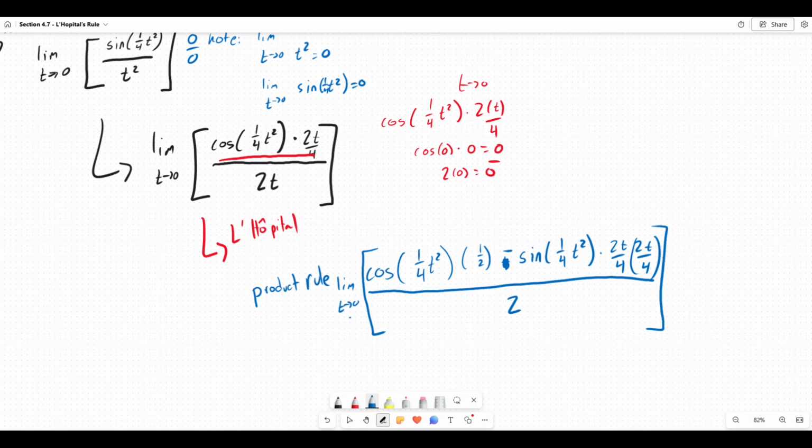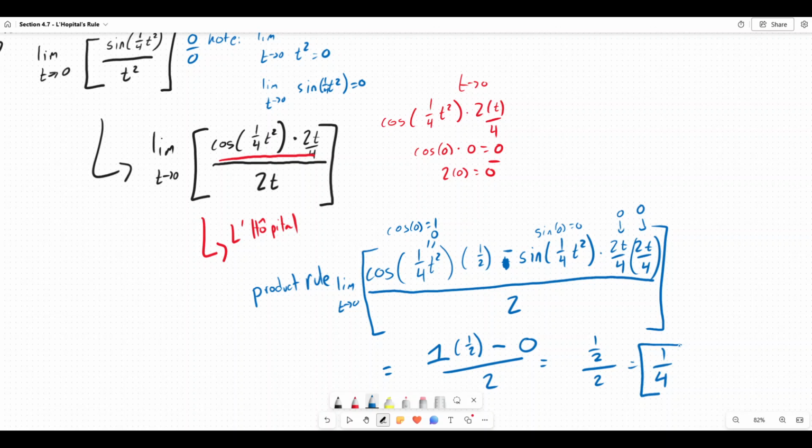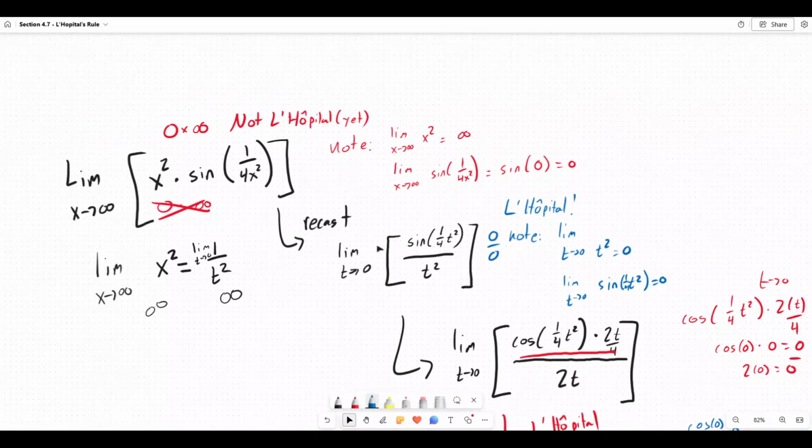Okay, so as t goes to 0, this thing also goes to 0. Cosine of 0 is going to be 1. This is going to be 1 times 1/2 minus sine of 0, which is 0. And this is 0, and this goes to 0. So this whole thing goes to 1/2 over 2. We get the value of 1/4. So there's multiple things that you can do.